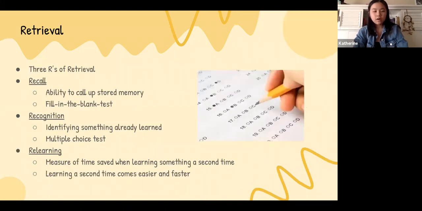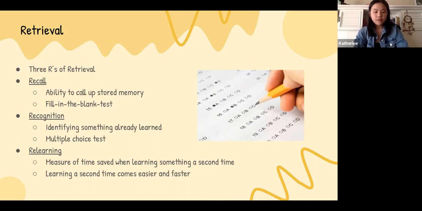Okay, so let's talk about retrieval. There are the 3 R's of retrieval. We have recall, which is the ability to call up the stored information. For example, if you were to do a fill in the blank test, you're able to call up the information in order to fill in the blank.